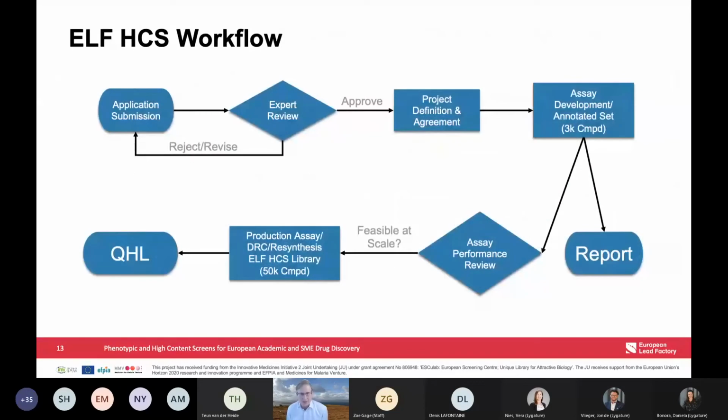Okay, so this highlights the workflow that we'll go through together if you submit an application to this program. As I mentioned, the application forms are all on the ELF website, and you can find them there. We found that the application form defines an awful lot of what we're looking for. We'll talk about that more. There's an expert review process that the ELF has commissioned that reviews that application, and obviously that application is then either approved, or revisions are requested, or ultimately rejected.